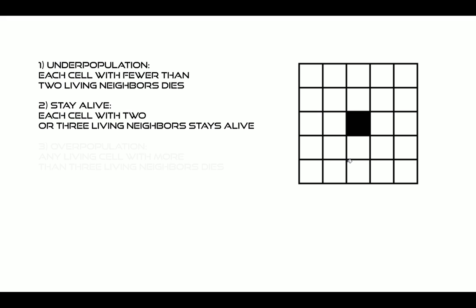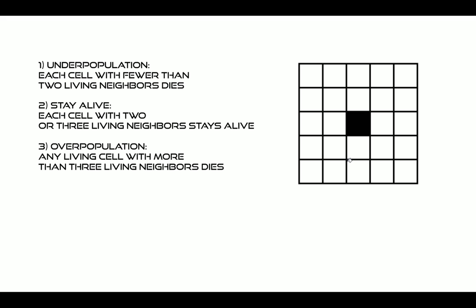The next thing is overpopulation. Any living cell with more than 3 living neighbors dies. So if you have a situation like this, so this cell has 4 living neighbors, it will die with the next step.